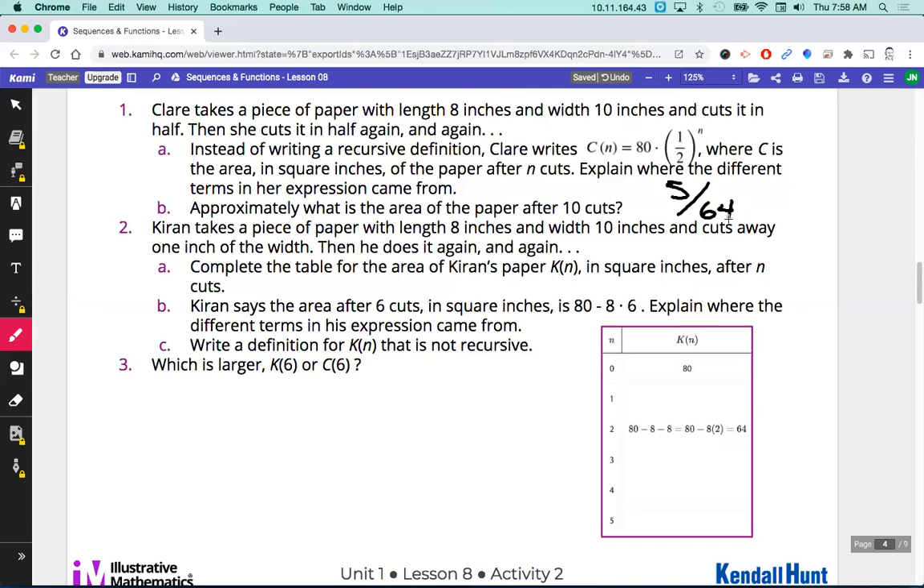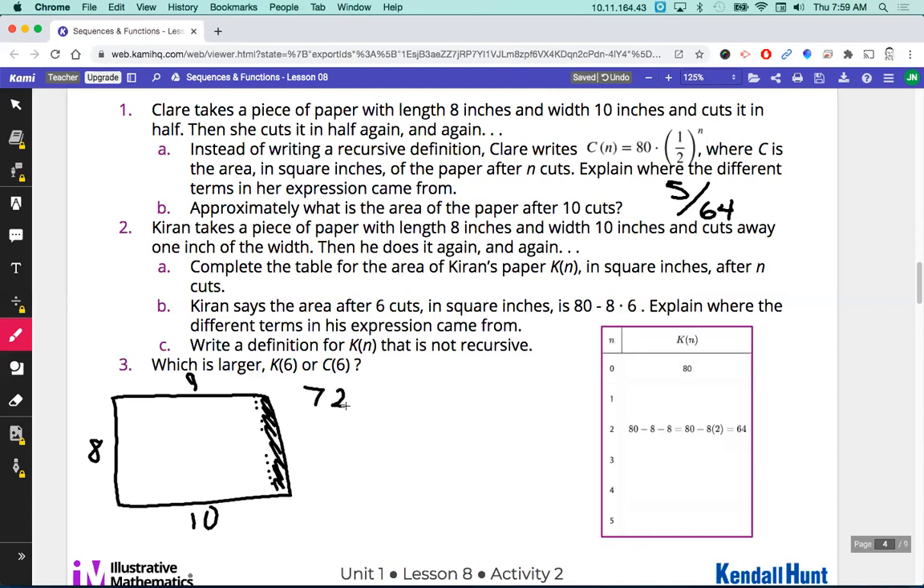Now 2 says, Kieran takes a piece of paper with the length 8 inches and width 10 inches and cuts away 1 inch of the width. Okay, so what Kieran's doing is actually, let's see, so it's 8 inches long and 10 inches wide. And what Kieran does is just takes away 1 inch of the width every time. So initially it was 8 times 10, but the new one would be 8 times 9. Okay, because we took 1 inch of the width off. And 8 times 9 is 72.